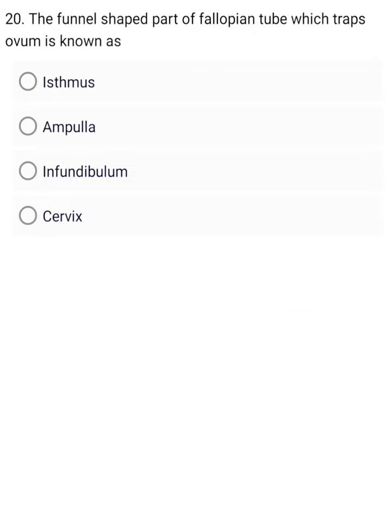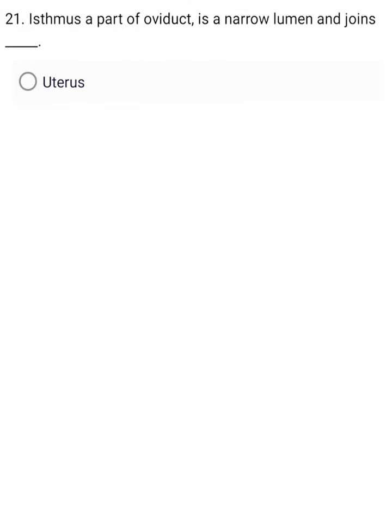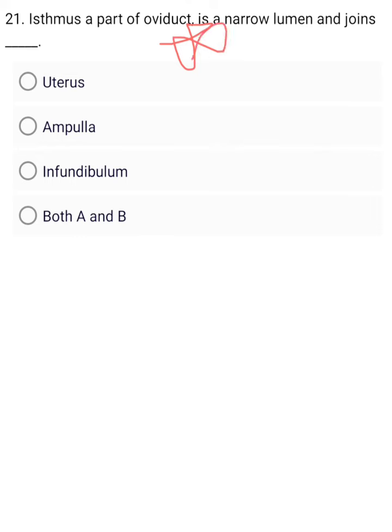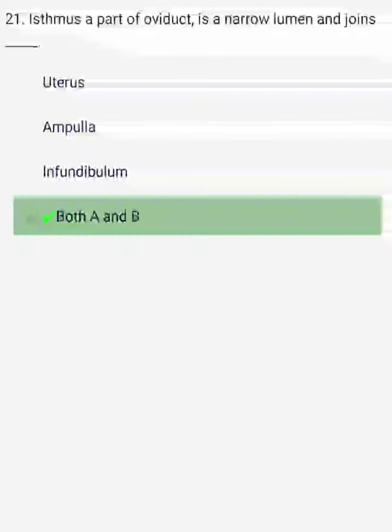The funnel-shaped part of fallopian tube which traps ovum is known as? Right. Isthmus, a part of oviduct, is a narrow lumen and joins A. Uterus. B. Ampulla. Right. The anatomical structure which succeeds infundibulum is A. Isthmus. B. Ampulla. C. Uterus. D. Ovary.